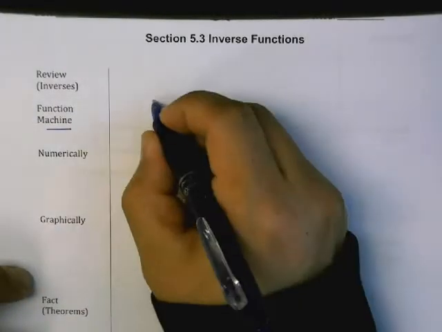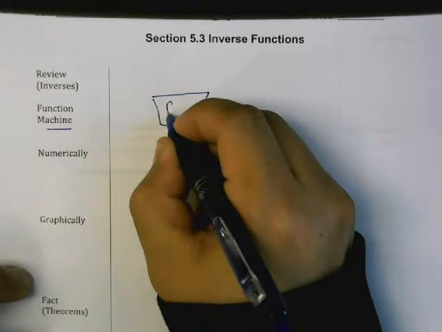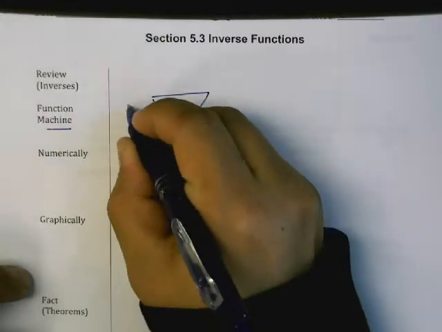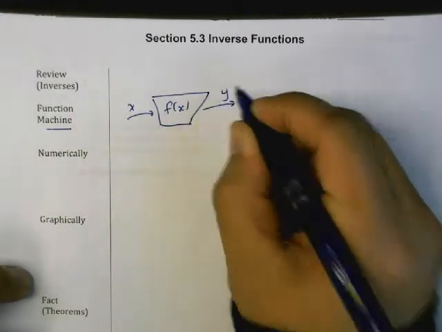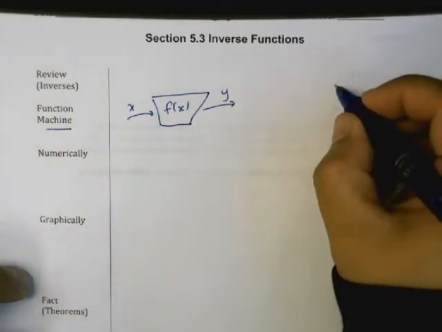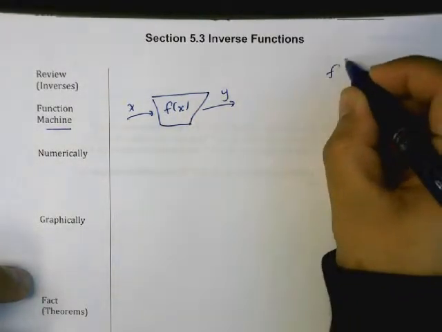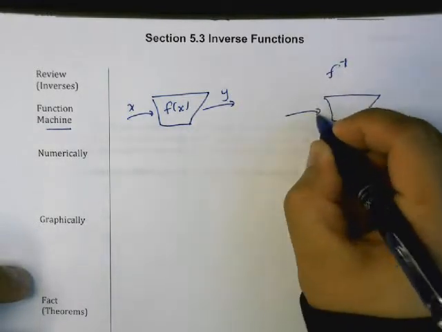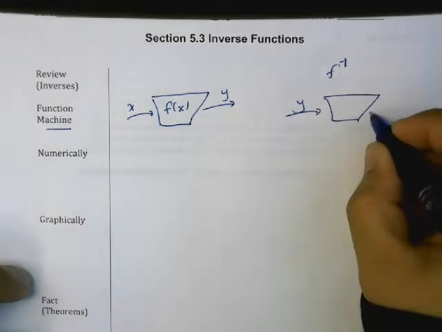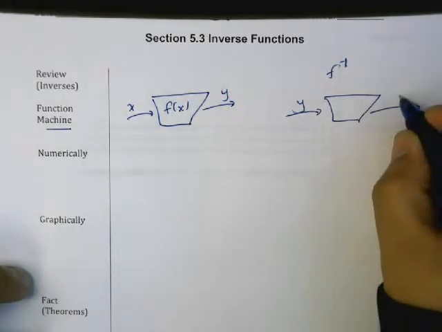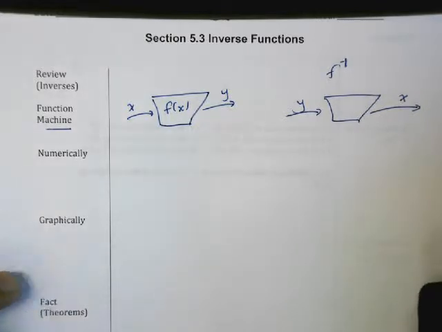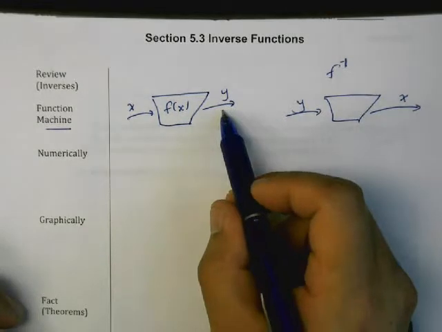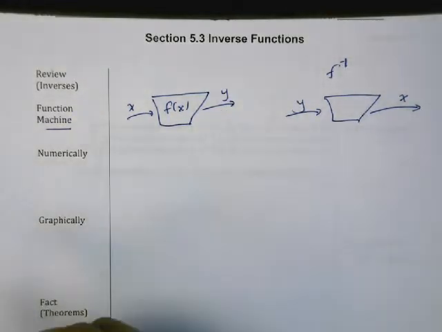From a function machine perspective, you basically have this machine f of x, you feed in x and you get out some number y, for example. And then the inverse, let's say I have something here called f inverse, all that really does is it takes y, whatever that value was, and reverses that direction, and now instead you get x. So this is essentially what it means. You plug in a number, you get the output, and the inverse does the exact opposite. Whatever was the output now becomes the input.